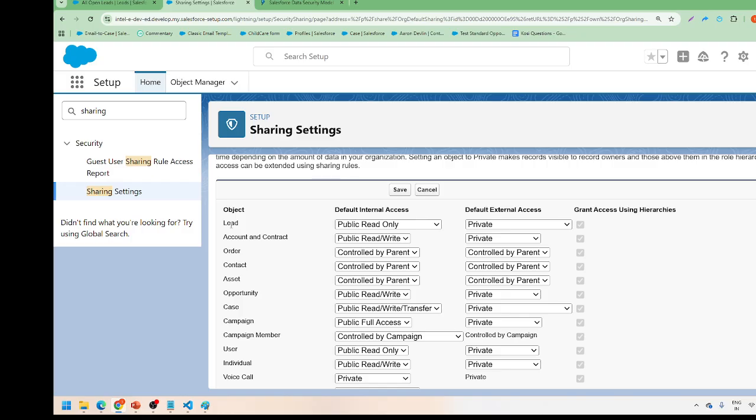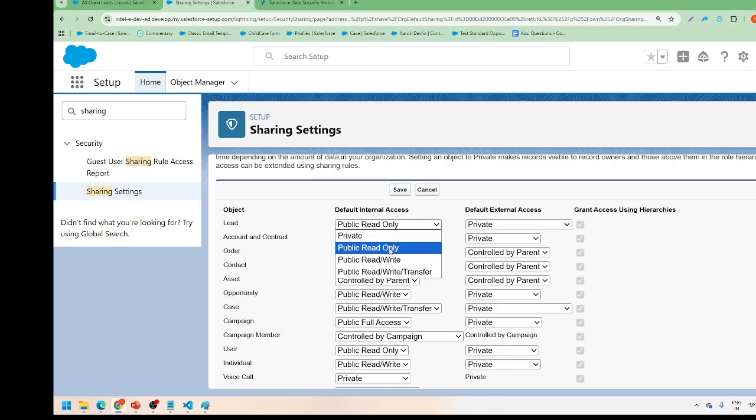The only and only condition is if I have read access at my profile level, because profile is the baseline of any security. Profile is the baseline of anything. If I have read permission in my profile for this particular object, and if this lead is public read only, then I can see all the records. Hope this is clear.